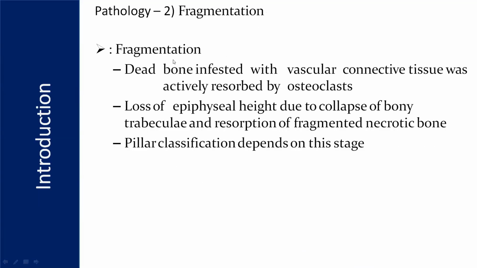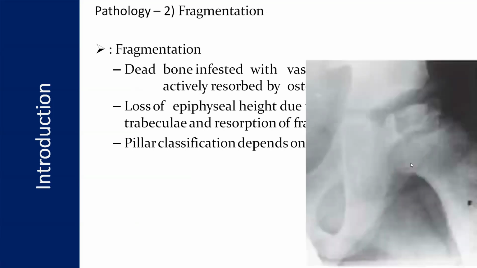And then the second stage, which is the fragmentation stage. The dead bone is infested with vascular connective tissue and is actively resorbed by osteoclasts. This causes epiphyseal height to decrease, due to collapse of the trabecular bone. And this is where the Catterall classification depends on this stage. So this is an X-ray where the bone starts to fragment.